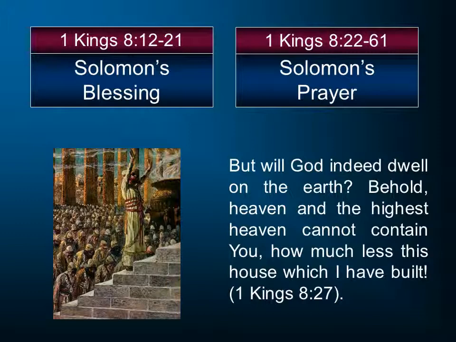And Solomon now gives both a blessing in verses 12 through 21, and then a prayer in verses 22 through 61. In verse 27, that's part of the prayer, Solomon asks, "But will God indeed dwell on the earth? Behold, heaven and the highest heaven cannot contain you. How much less this house which I have built?" He says, look, we built a house for God. God can't really fit in there. God's much bigger than that. But the presence of God can still be made manifest there inside the temple.